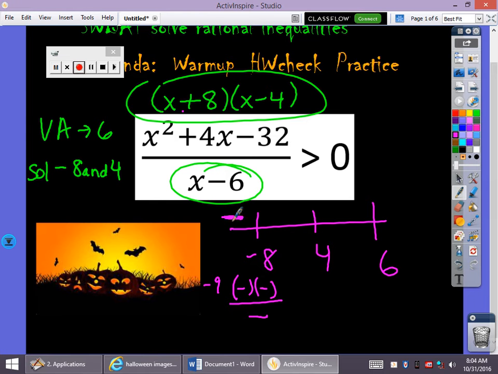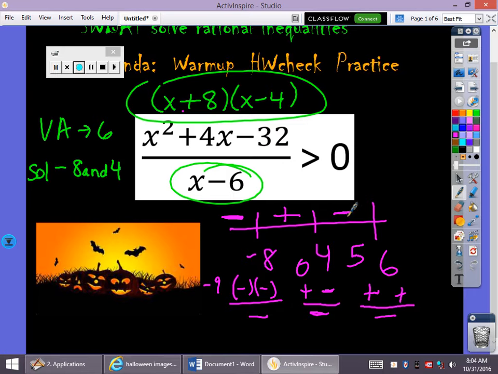Okay, a number between negative 8 and 4. Let's pick an easy number. 0. Great. 0 plus 8 is positive. 0 minus 4 is negative. 0 minus 6 is negative. I have an even number of negatives, therefore it is positive. A number between 4 and 6, 5. All right, 5 plus 8 is positive. 5 minus 4 is positive. 5 minus 6 is negative. Therefore, my answer is negative.